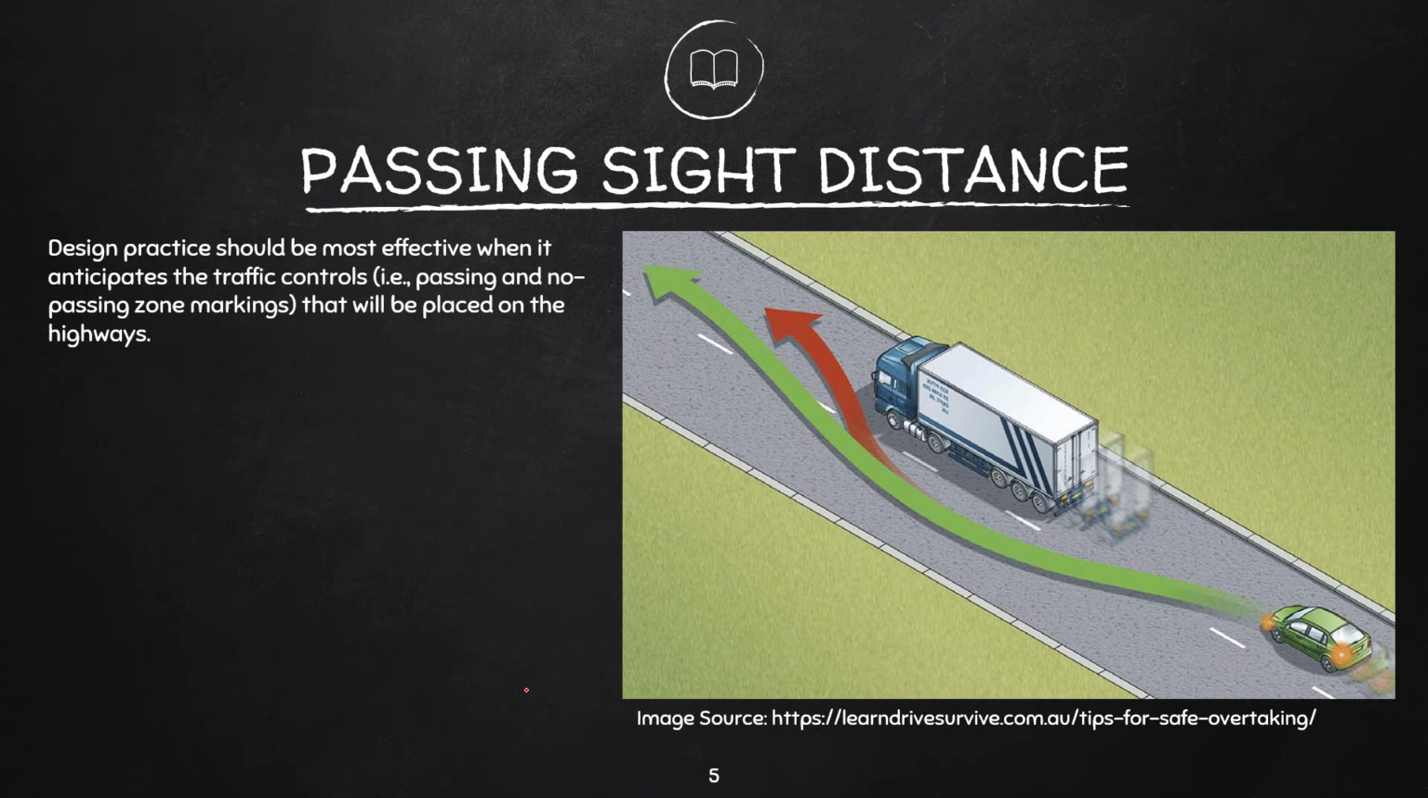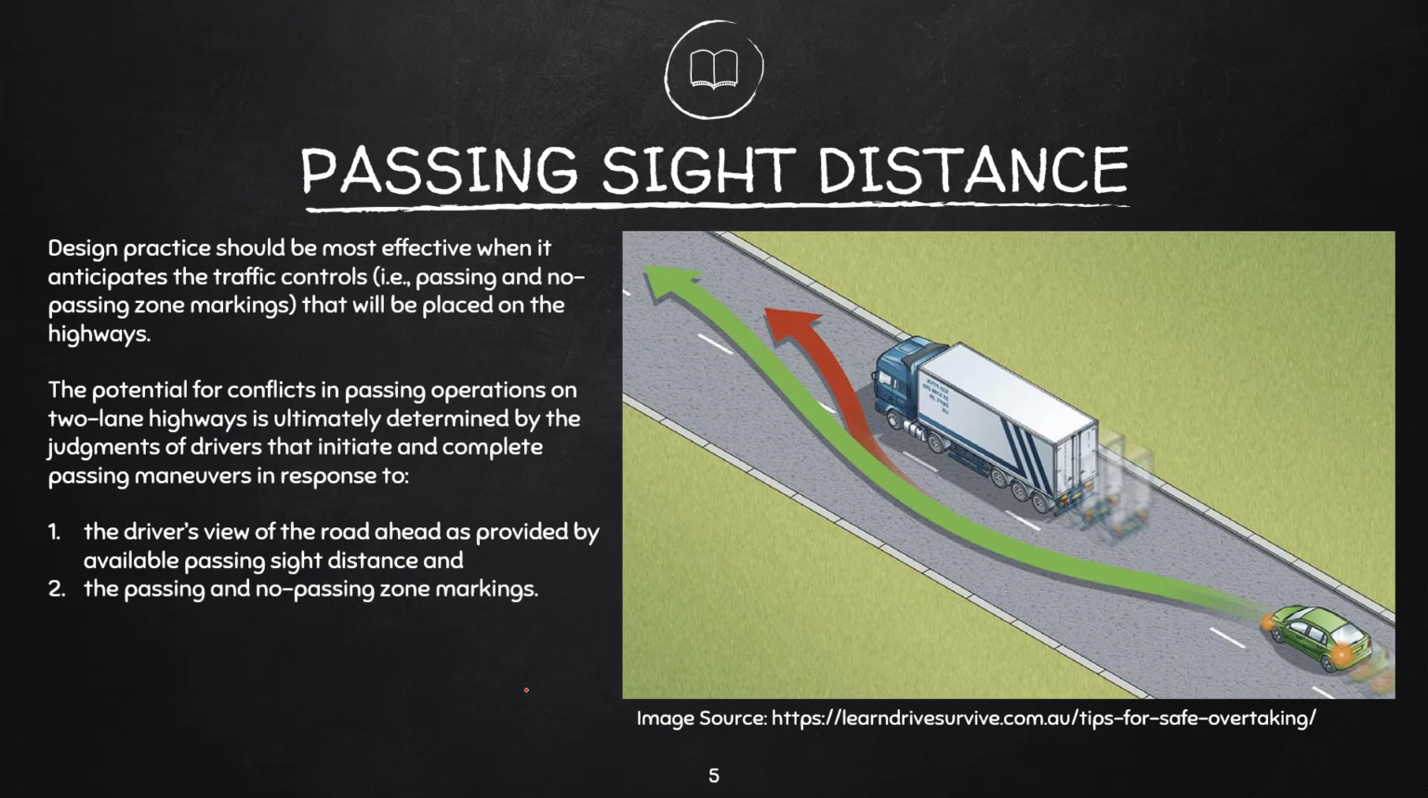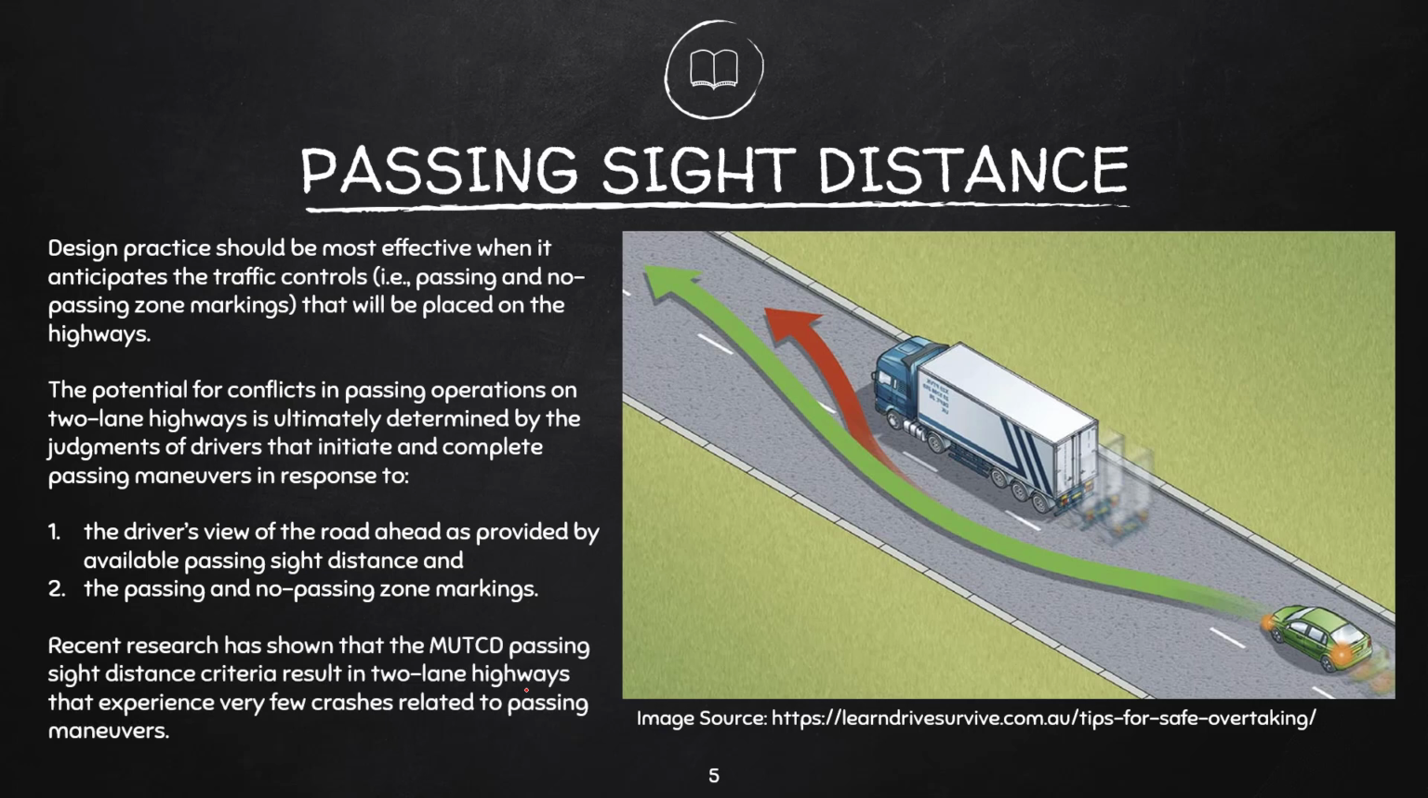Design practice should be most effective when it anticipates the traffic controls, that is, passing and no passing zone markings, as I've discussed a while ago, that will be placed on the highways. The potential for conflicts in passing operations on two-lane highways is ultimately determined by the judgments of drivers that initiate and complete passing maneuvers in response to, number 1, the driver's view of the road ahead as provided by available passing sight distance. Number 2 is the passing and no passing zone markings.